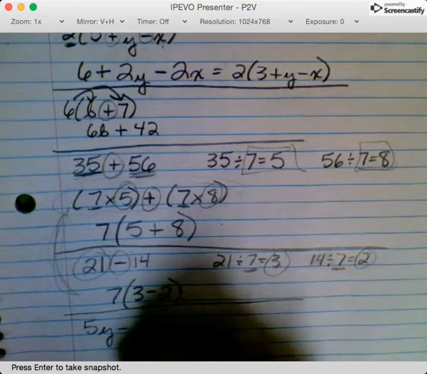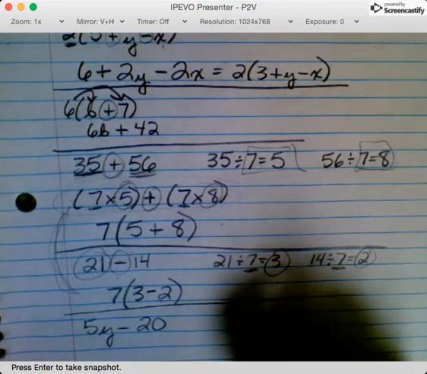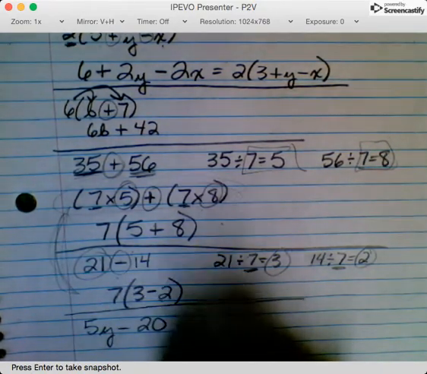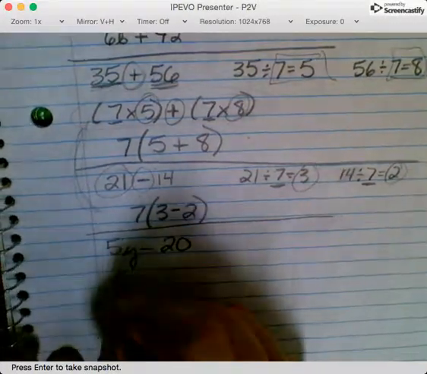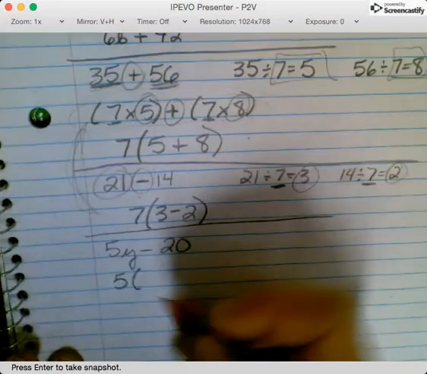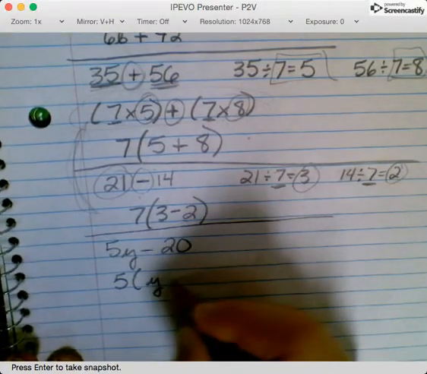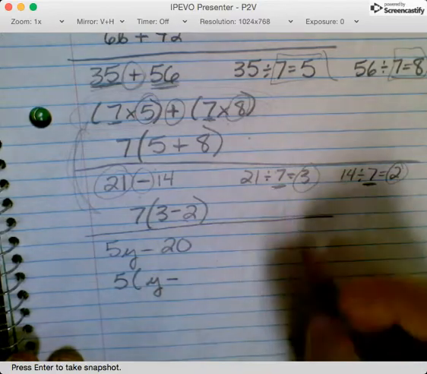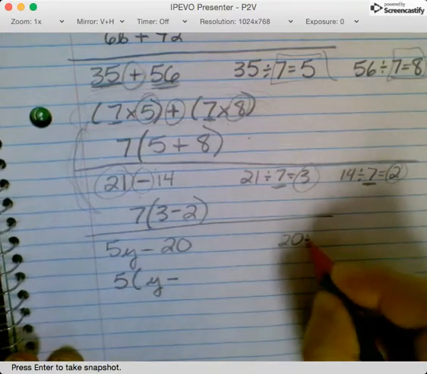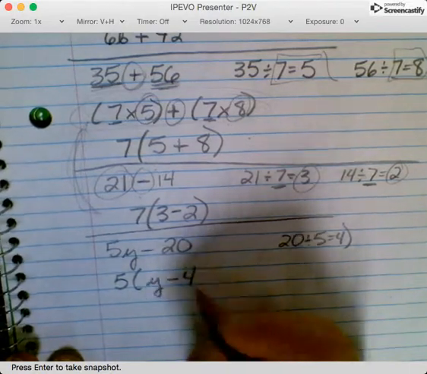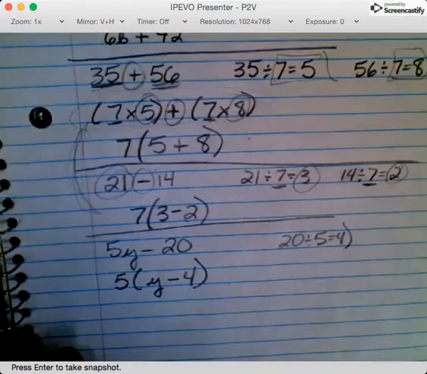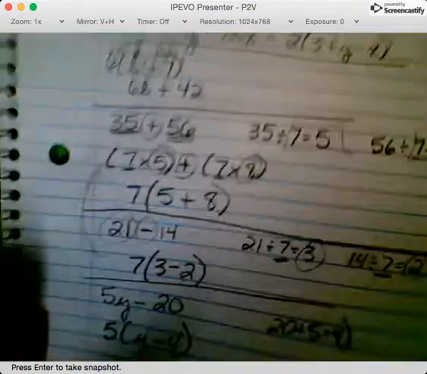5y minus 20. So I know both of those can be divided by 5. Let me move this up so you can see. So I'm going to go ahead and put my 5 on the outside of parentheses, and then y minus 20 divided by 5 equals 4. So my y is going to be taking away 4. Okay? Let's do another one like that.